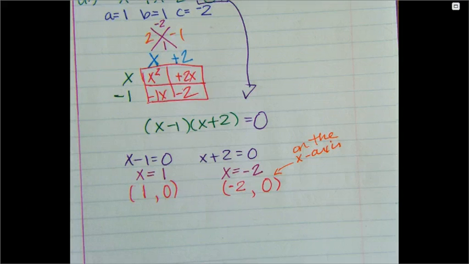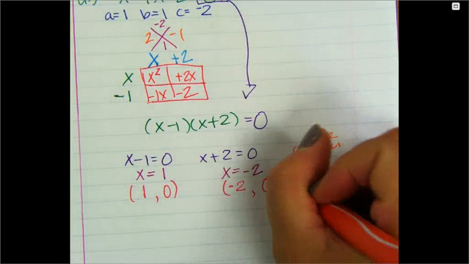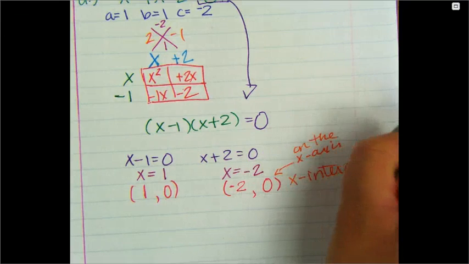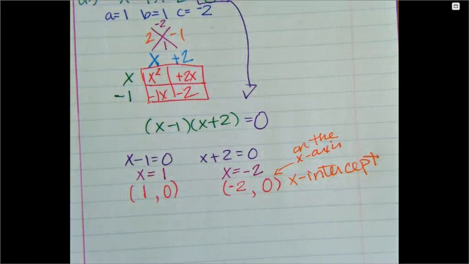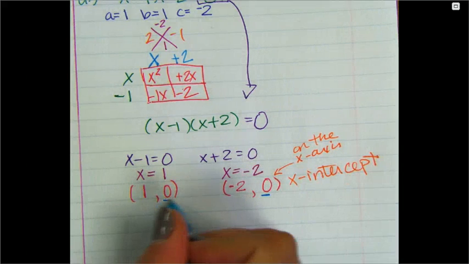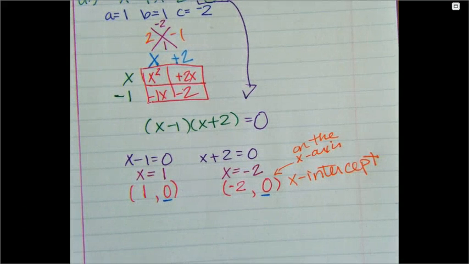What is it, Alex? Thank you, sir. It's an x-intercept. X-intercepts means you're sitting on the x-axis. It means your y term is always what? 0. Thank you, sir. Okay.